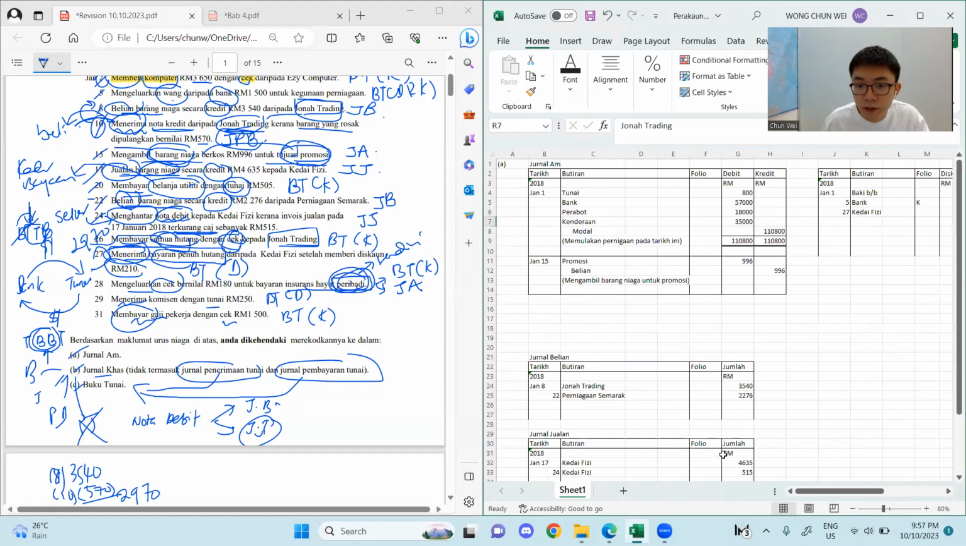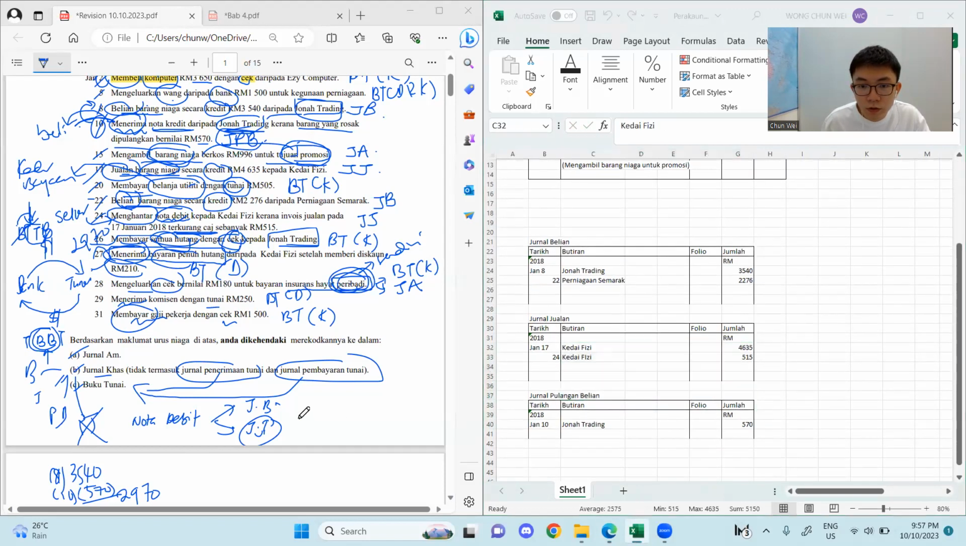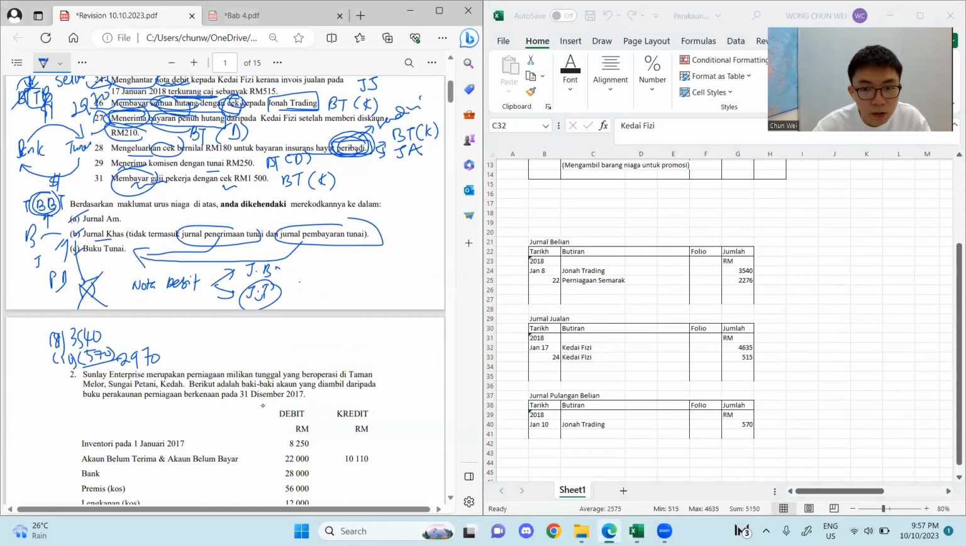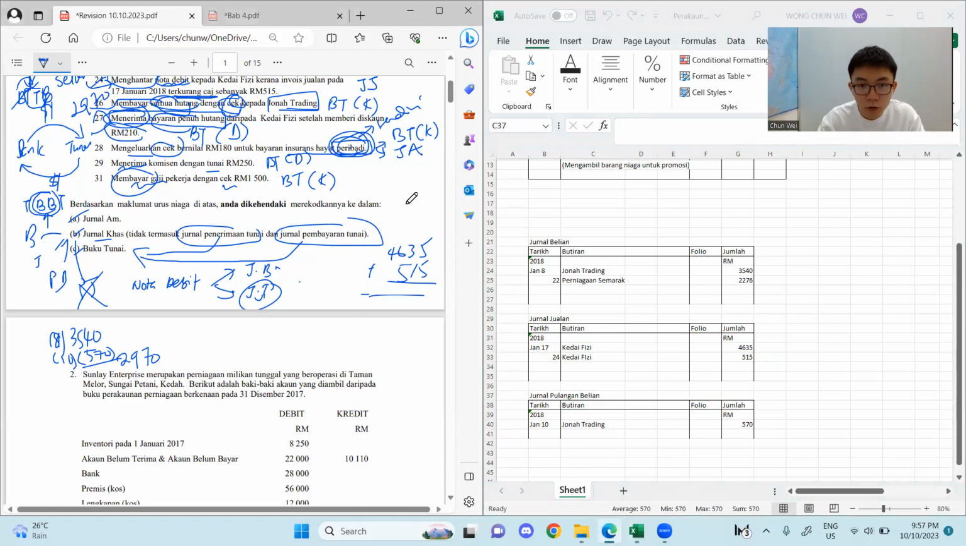So, now you go to kedai fizik. You look for all the word kedai fizik. So, kedai fizik jumlah berapa? So you got 4635. Okay. And then you have to add this 515. Unless there's a pulangan jualan. If there's a pulangan jualan, then you have to minus off. Just like your pulangan belian, you have to minus. Alright, but here don't have pulangan, so you add up and see how much, use your calculator.